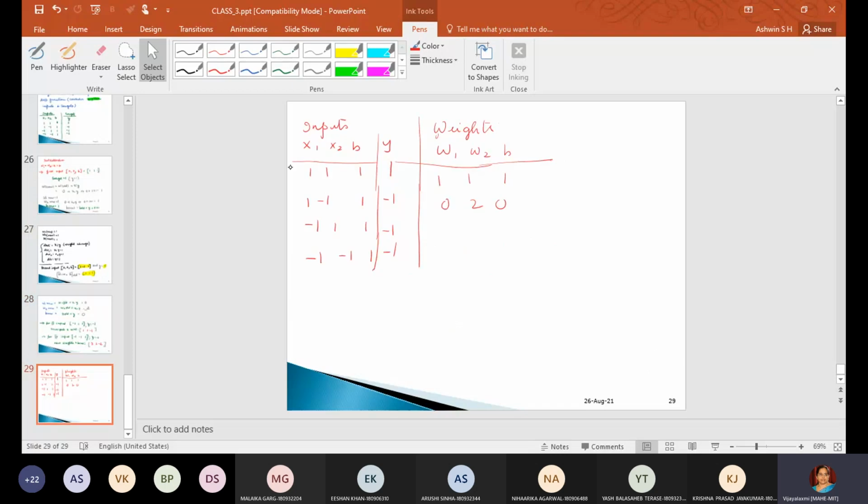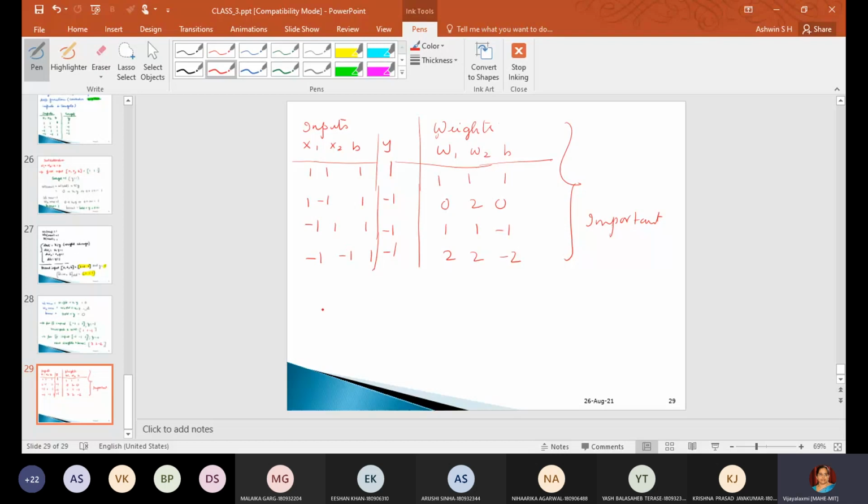This is what I have got. Getting this table is very, very important. So now the last step is we have to make use of the linear separability concept and draw the four graphs. Very simple.